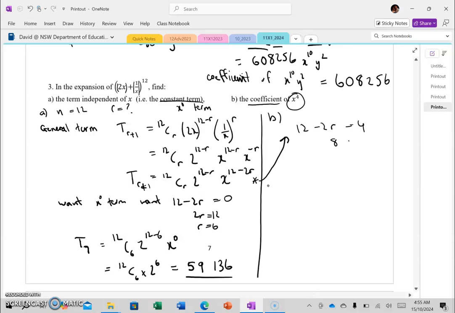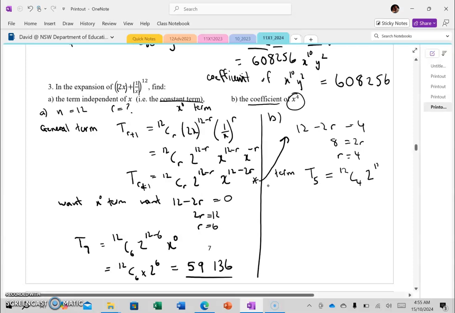Okay, so rearranging, you get that r is equal to 4. So therefore, the term will be T5, because it's r plus 1. Let's substitute in r is 4. We'll get 12C4, 2 to the power of 12 minus 4. And then that would be x, and because 12 minus 2r is equal to 4, it'll be x to the 4. Okay, that's the term.